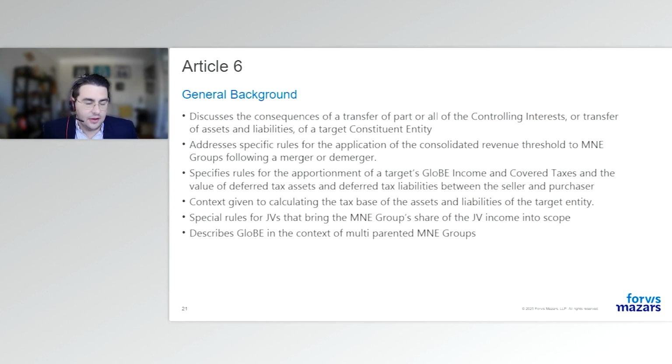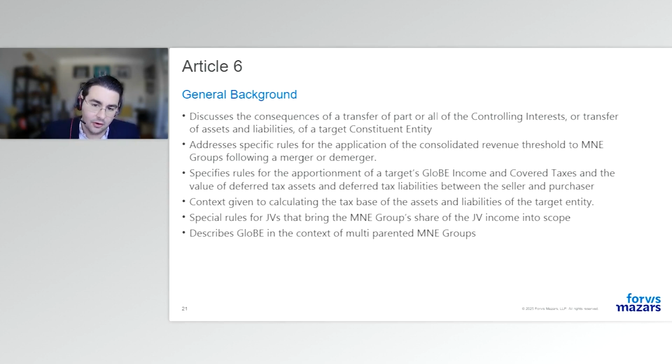So Article 6, right? There's a plethora of guidance on what it covers. It discusses the consequences of transferring part or all of the controlling interests or assets and liabilities of a target constituent entity. It talks about how you treat the consolidated revenue threshold, right?